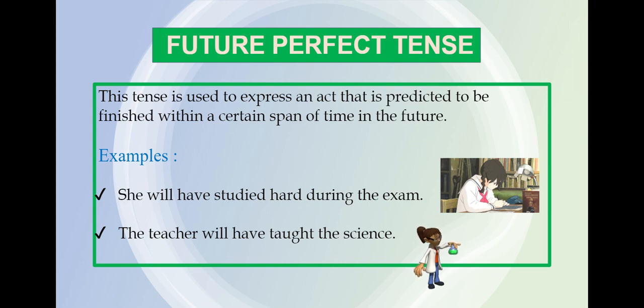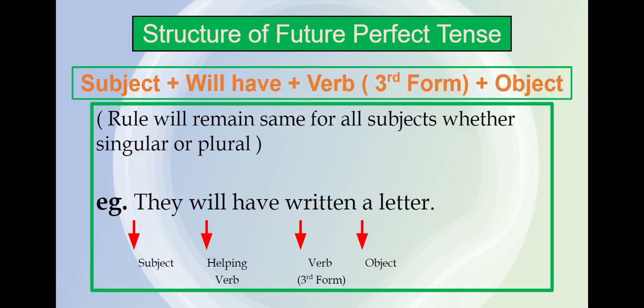In simple future, we just used "will" and the verb first form. Future continuous, it is "will be", verb and ing. And for future perfect tense, we use "will have" and the third form of the verb. Subject plus will have plus verb third form plus object, and the rule will remain the same for all subjects whether it is singular or plural. Like they will have written a letter. "Will have" and the third form of the verb.